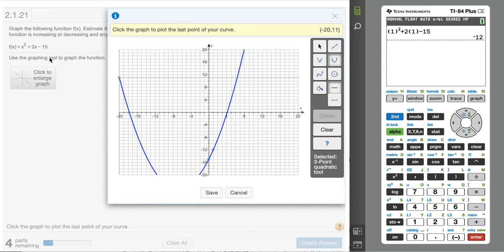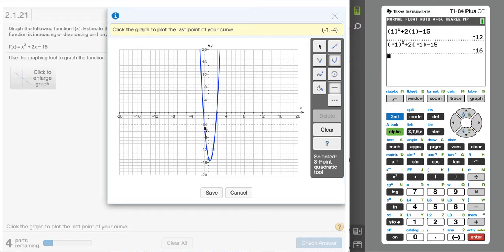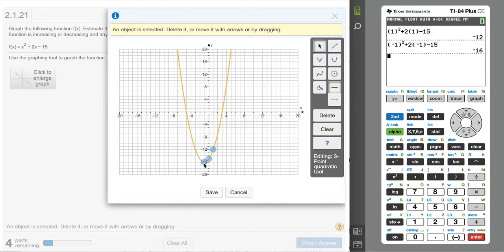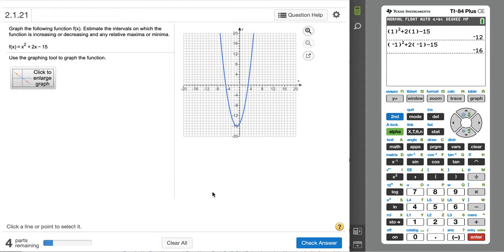So I'm going to pick, I don't know, negative 1. I'll do the same thing, except I'm going to plug in negative 1. So when x is negative 1, we'll plug that back into the equation, and the answer is negative 16. So when x is negative 1, y is negative 16. So we'll plug that in here, save this graph, and we'll check the answer.